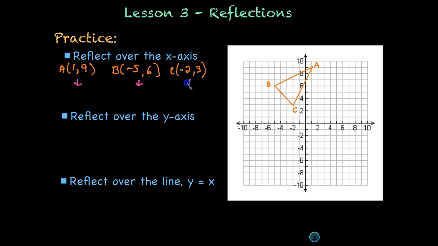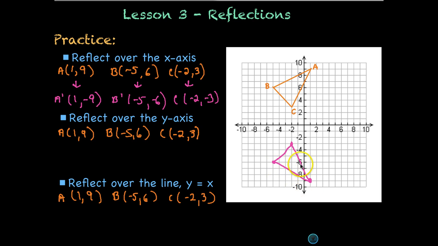Hopefully right now you're looking back in your notebook and you're seeing that all we have to do in order to reflect this is to change the sign of y. So we would have 1, -9. For B, we would have -5, -6. And for C, we would have -2, -3. All I did was change the sign of y. Now let's graph that and see how it looks.